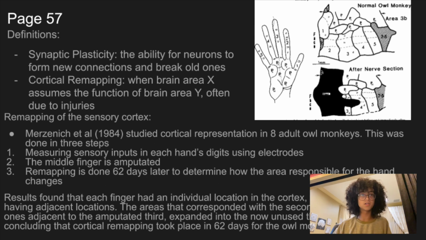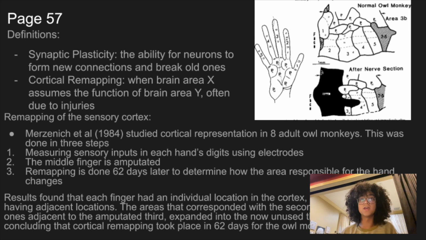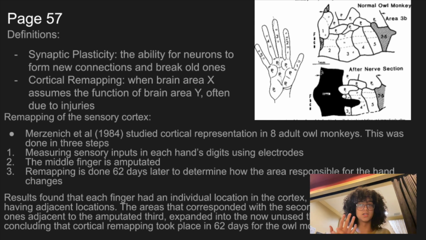The monkeys' hands were measured. They were wired to electrodes that would measure sensory inputs in each of their digits. For the second step, they amputated the middle finger, and then for the last step, they waited 62 days and then measured again to find remapping in the monkeys' hands.